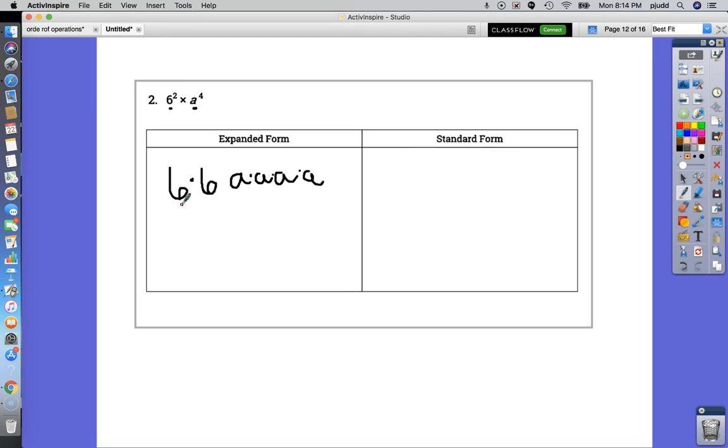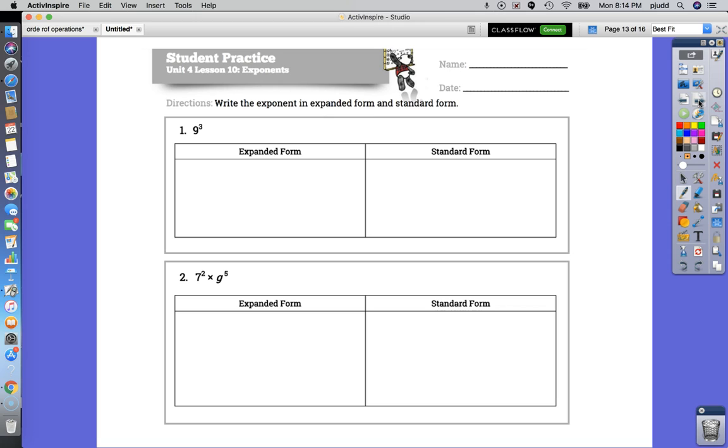Standard form, 6 times 6 is 36. But I don't know the value of a. So a times a times a times a, I'm multiplying a by itself 4 times. It stays a to the 4th power. Okay, and I have no doubt that you guys got both of those correct. So let's go on to student practice.